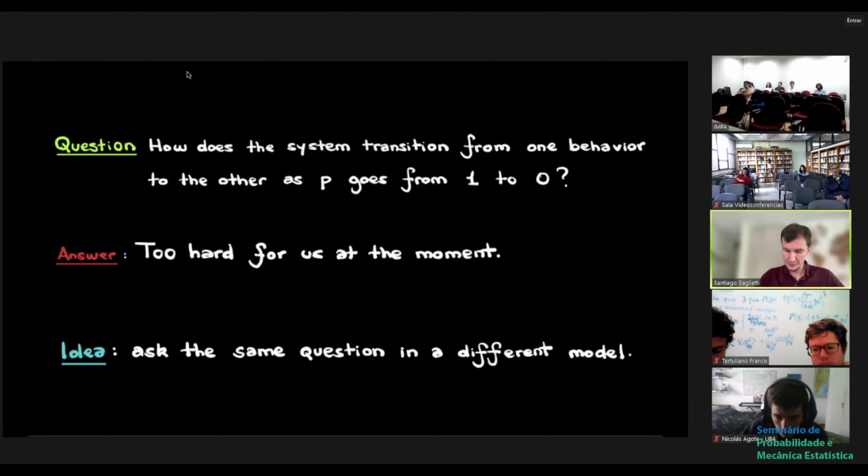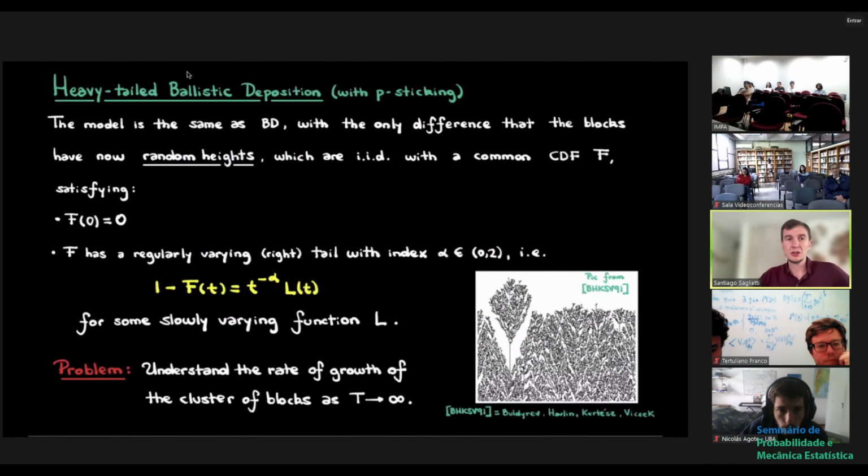Okay, great. So this is the model that we're actually going to be looking at. The heavy tail ballistic deposition model with p sticking, as before, is the same as the one I explained before as ballistic deposition, with the only difference that the blocks which are falling down now will have random heights. They will have width 1, but their heights will be random, and i.i.d. for the different blocks, with some common cumulative distribution function F, which we're going to assume satisfies the following two hypotheses.